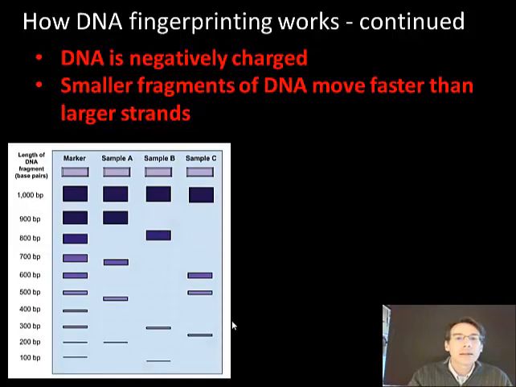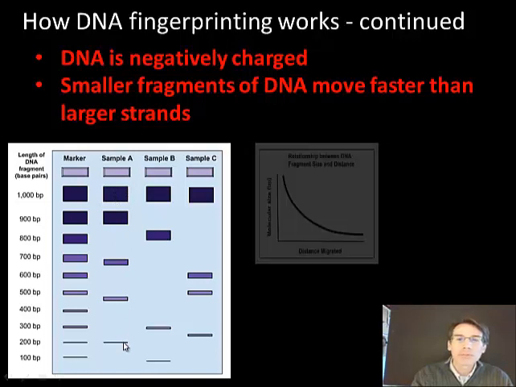We can see a depiction of that here where you can see that there's a scale. This is 100 base pairs. So bases such as a nucleotide pairing up to another nucleotide. So we have these pairs. So 100 nucleotides of those base pairs. So that's pretty small. Over here we have 1,000 base pairs, a much longer strand of DNA. And those longer strands don't move as far compared to the shorter ones.